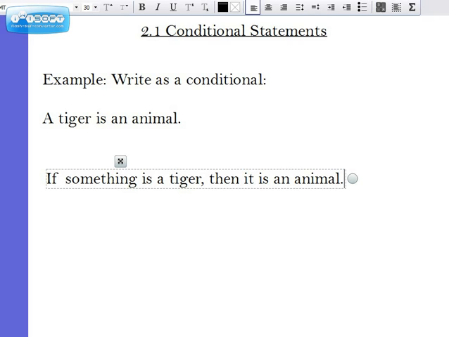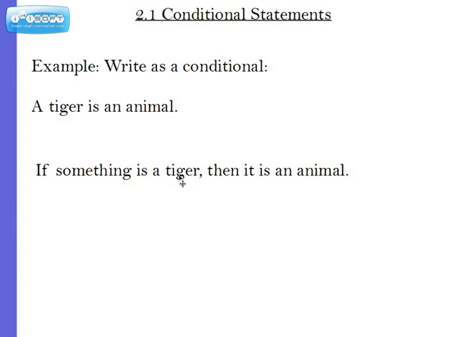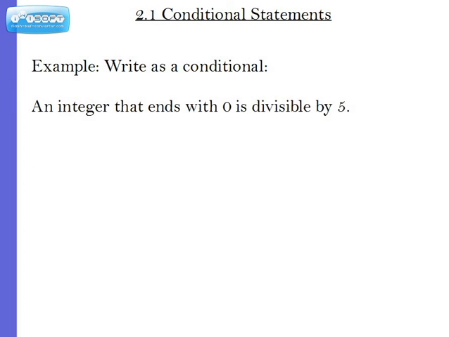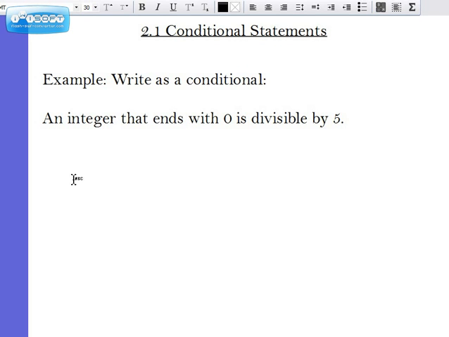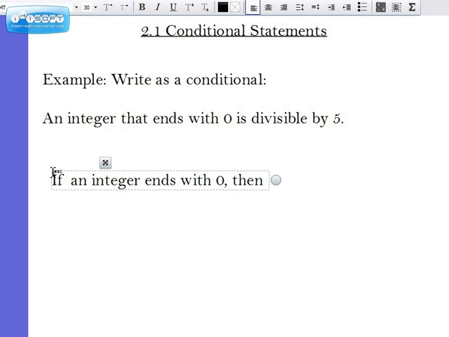Again, we have our 2 parts. We have our hypothesis and then our conclusion. So if something is a tiger, then it is an animal. And then lastly, here's one with math. An integer that ends with 0 is divisible by 5. So what are we starting out with? So if an integer ends with 0, then it is divisible by 5.